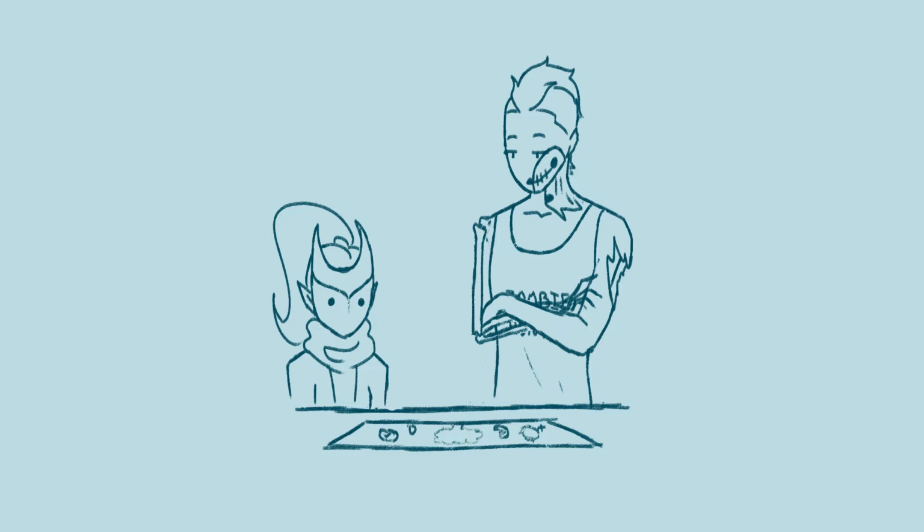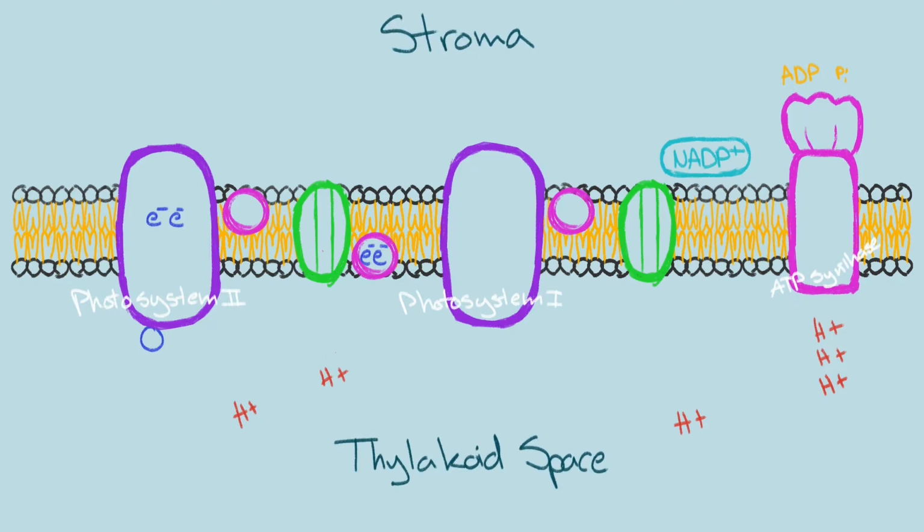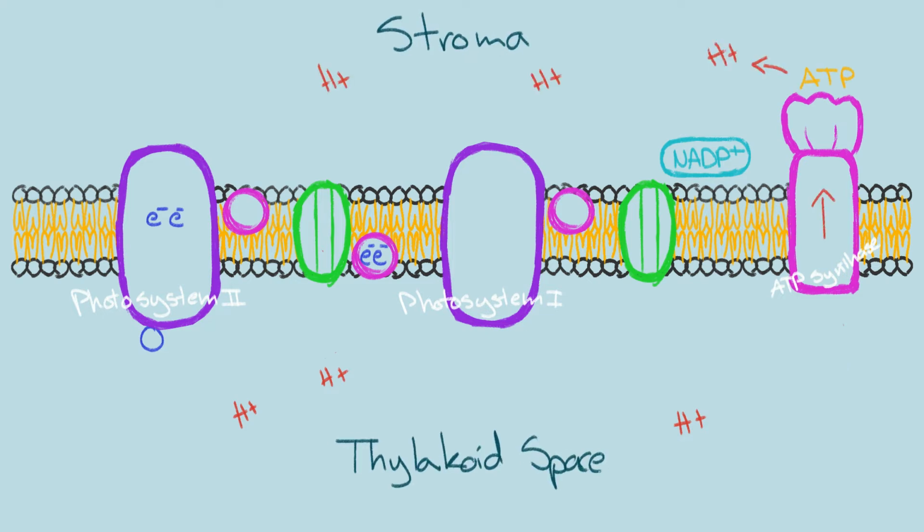What's another name for ions? Protons. And due to the increase of H+, there is a higher concentration in the thylakoid space and a lower concentration in the stroma. Diffusion allows the H+ to move into the areas of lower concentration, and the ATP synthase protein allows this to happen. The H+ causes it to rotate, producing ATP. This ATP will then be used as an energy source to create sugar during the Calvin cycle.